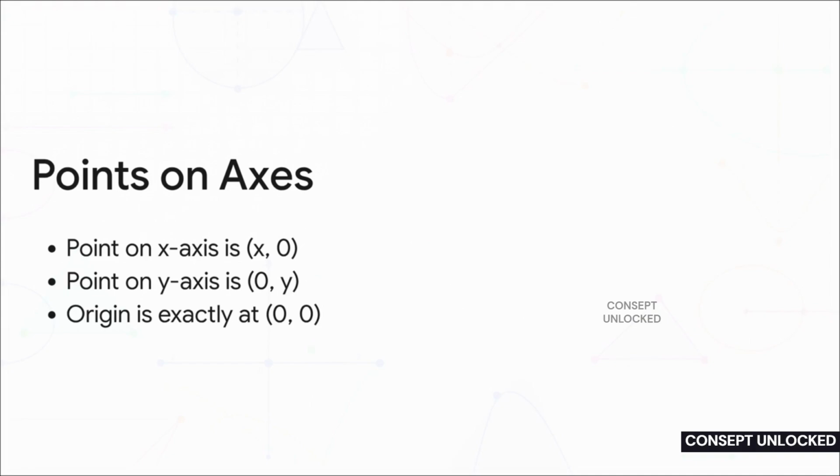But wait, what if you aren't in a neighborhood at all? What if you're parked right on the highway itself? Well, if a point sits exactly on the x-axis, its vertical distance is just 0. So its y-coordinate is always 0. We write that as (x, 0). Likewise, any point chilling directly on the y-axis has an x-coordinate of 0, written as (0, y). These points don't actually belong to any quadrant. And sitting right at the absolute center of the whole shebang is our origin, represented by the ordered pair (0, 0).